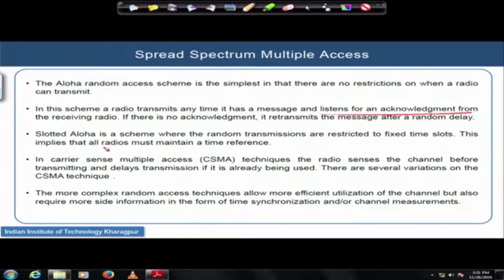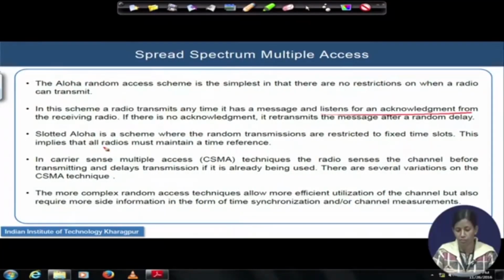In order to improve the performance, people came up with the slotted Aloha scheme. In slotted Aloha, the random transmission is always restricted by fixed time slots, and this implies that all radios must maintain that fixed time reference. Then you can keep on randomly transmitting your signal and keep on listening for the acknowledgement from the intended receiver. But after that, carrier sense multiple access, which is mostly used these days, is the most popular and advanced version of Aloha and slotted Aloha. It gives much better performance in terms of accessing the wireless channel.